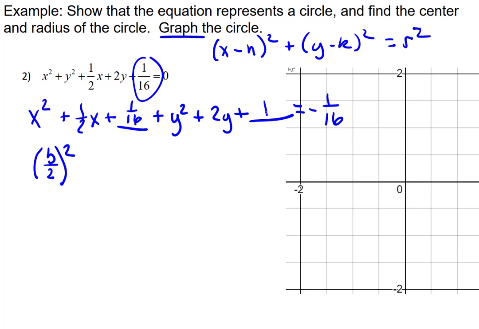But adding two values to the left side of our equation means we should also add them to the right side of our equation. So since we added them on the left, I'm going to copy down the exact same blanks on the right side after the negative 1/16 we already had there. And I'm going to add 1/16 to make up for the 1/16 we added with the x terms. And then I'm going to also add 1 to make up for the 1 we added with the y terms.